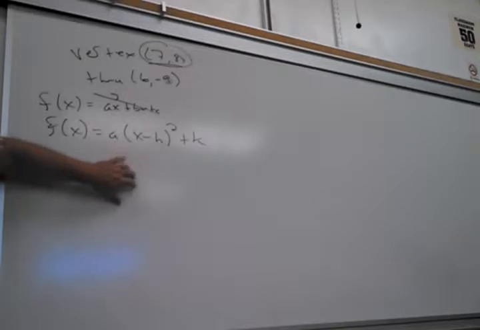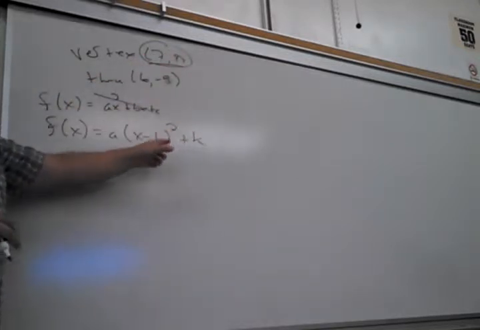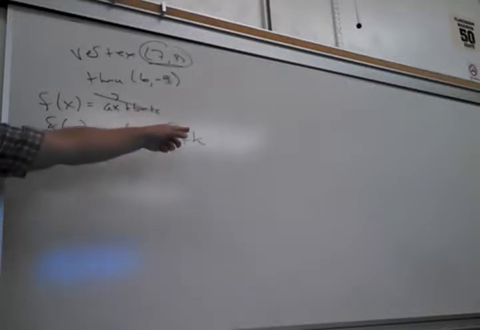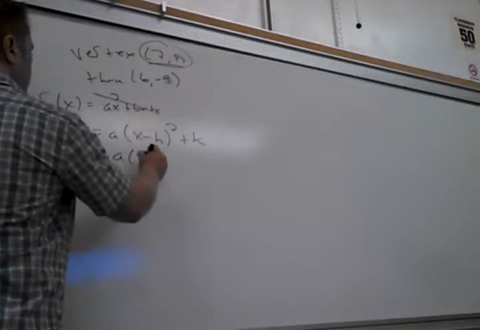Are you guys kind of with me? I want to have a place to put 7, 8. So I use this form. Now I can put 7 and 8 in there, because that's where the vertex would have come from. So far I know my function looks like this.